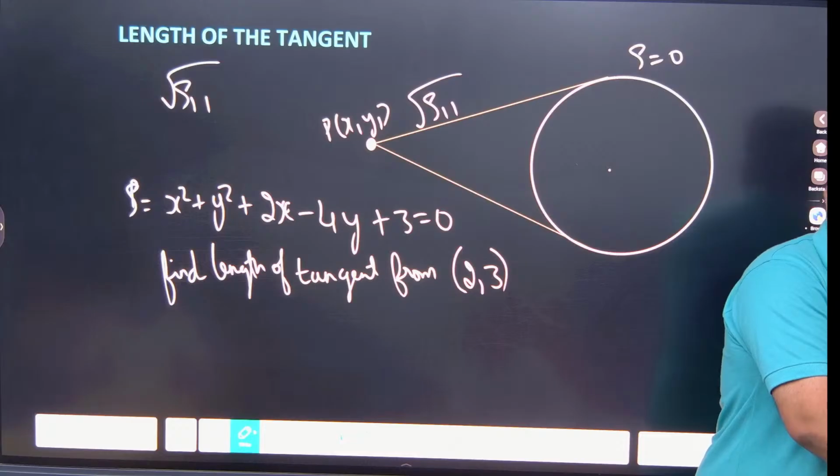Root 8. Root 8 can be written as what? 2 root 2. That is important. In the options you may not have root 8. You should know how to write root 8 as 2 root 2. Okay, fine.